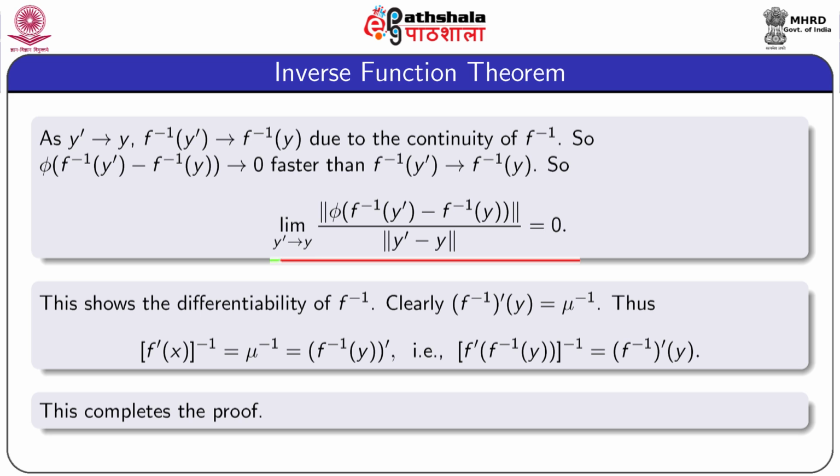Thus, we have the limit as y dash tends to y of the norm of phi of f inverse y dash minus f inverse y by the norm of y dash minus y equals 0. This shows the differentiability of f inverse. Clearly, the derivative of f inverse at y is mu inverse. Thus, the inverse of f dash x equals mu inverse, which equals the derivative of f inverse at y. That is, the inverse of f dash at f inverse y equals the derivative of f inverse at y.